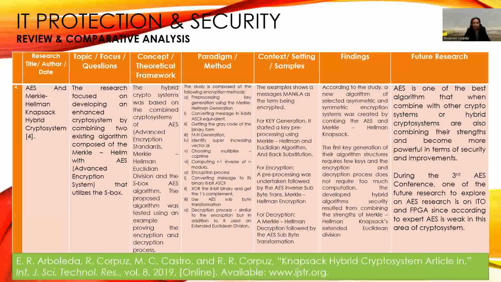decryption with sub-byte transformation. So our findings here is, according to the study, a new algorithm of selective asymmetric and symmetric encryption system was created by combining the AES and Merkle-Hellman knapsack. The first key generation of their algorithm structures requires few keys, and the encryption and decryption process does not require too much computation. The developed hybrid algorithms securely resulted from combining the strength of Merkle-Hellman knapsacks and extended Euclidean divisions.